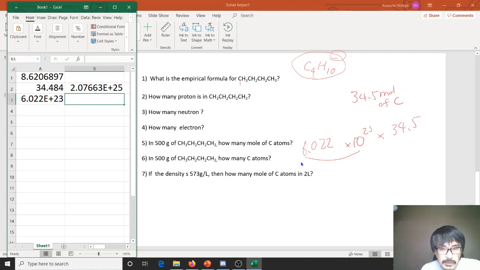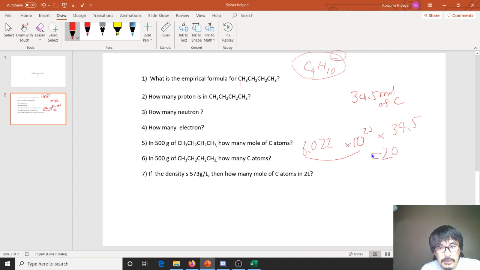2.07 times 10 to the 25. So that's equal to 2.07 times 10 to the 25 carbon atoms.